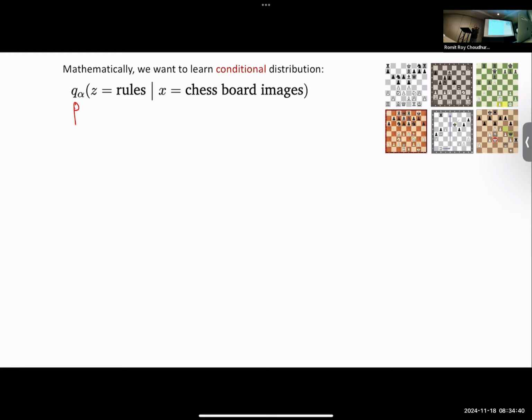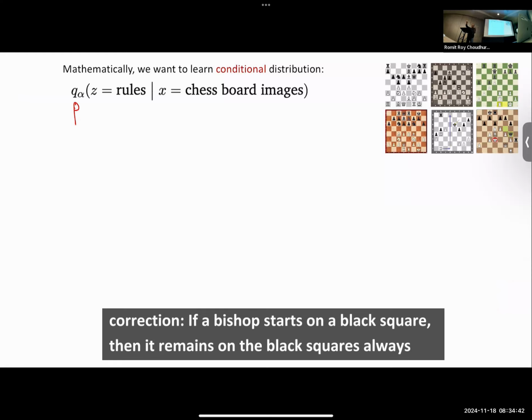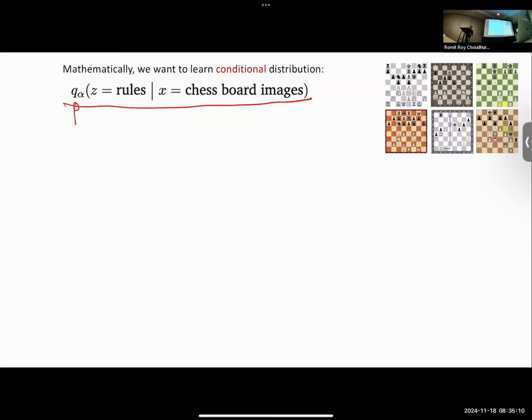Right? You know, in chess, black bishops are always on white squares, right? So if you look at a bunch of pictures, you should be able to say, black bishops are never on black squares. That's your rule number one. And if you learn that rule, every time you generate a picture by sampling that rule, you will never generate a black bishop on a black square, right? So you learn these rules one after the other, and basically you learn this distribution.